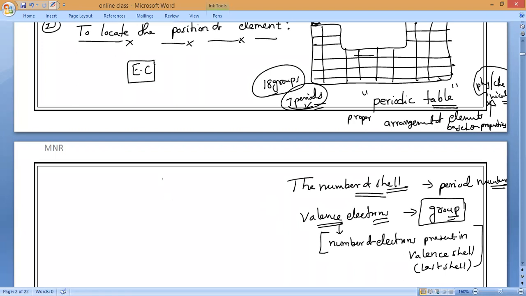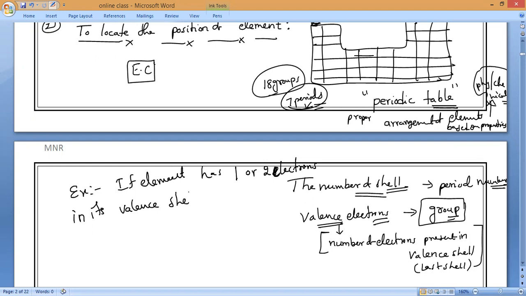Now, let us take an example. If a given element has 1 or 2 electrons in its valence shell, then it will come in the first or second group.